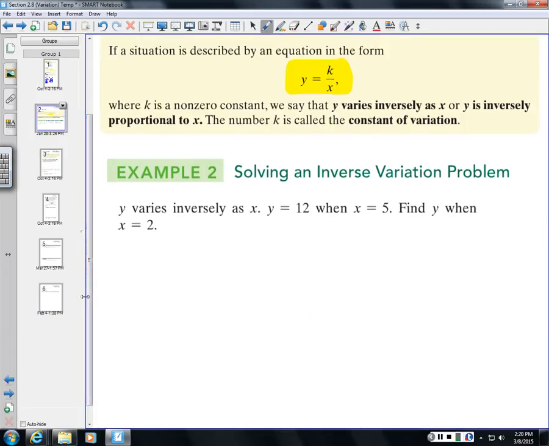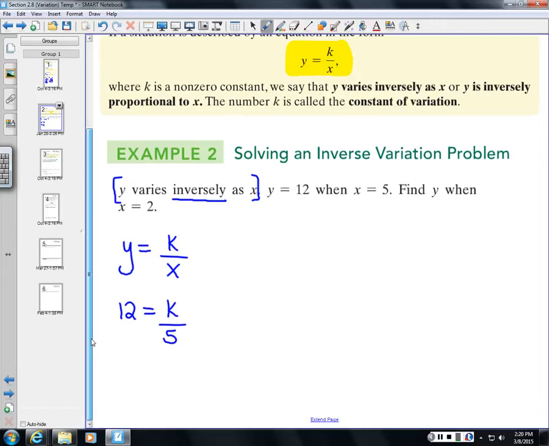So example 2 models this. Again, we're going to use the same 4 steps that we used in the first example, and we're going to start with step 1, which goes with sentence 1 of our word problem. It says y varies inversely as x. So since it says varies inversely, instead of k times x, that's going to be k divided by x. Now they give me numbers to plug in. They're telling me y is 12 and x is 5.